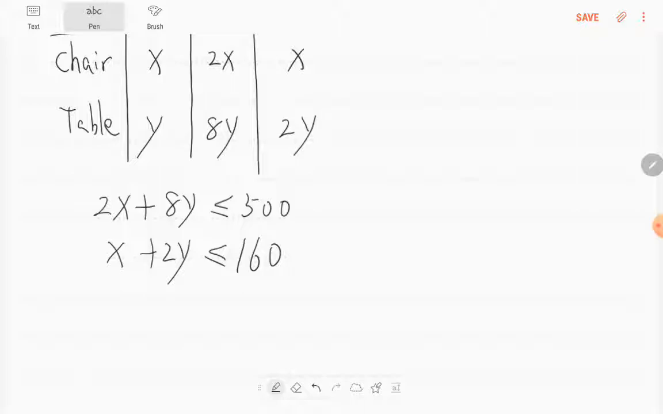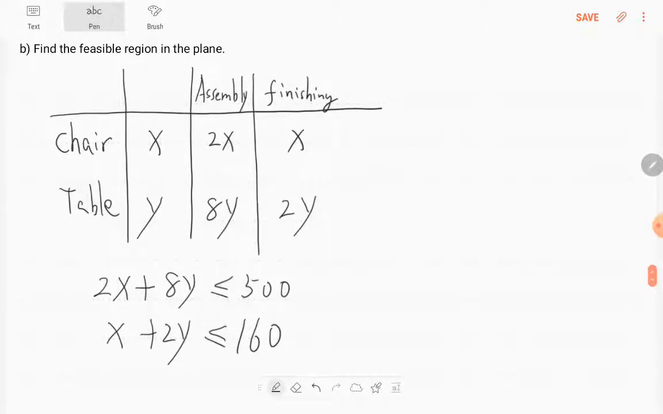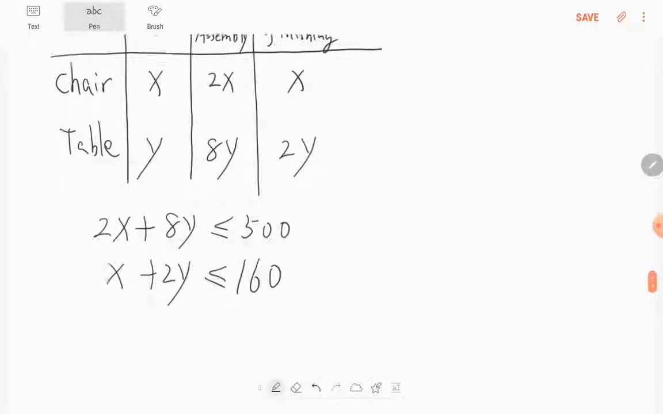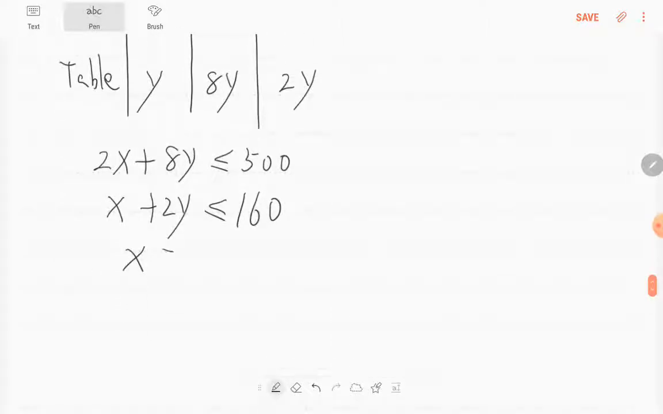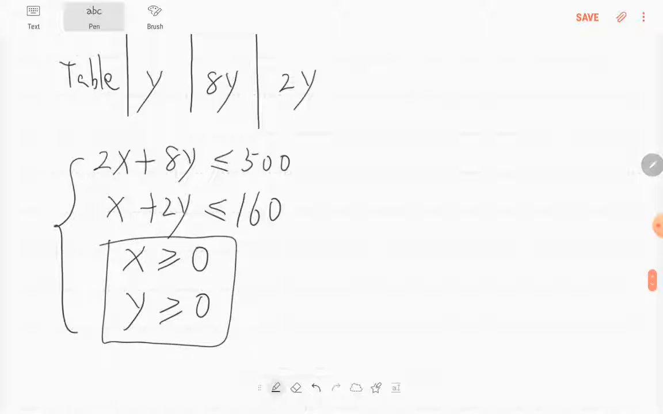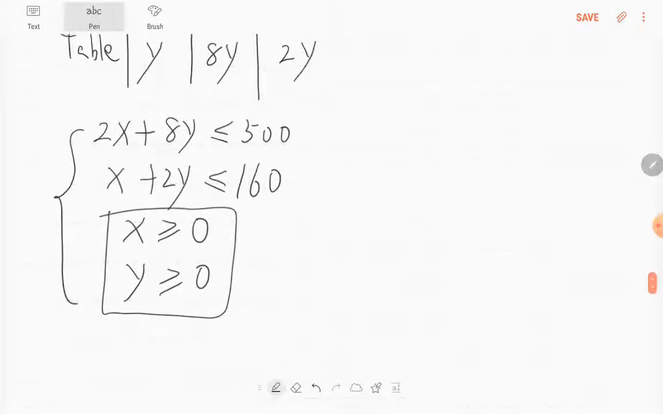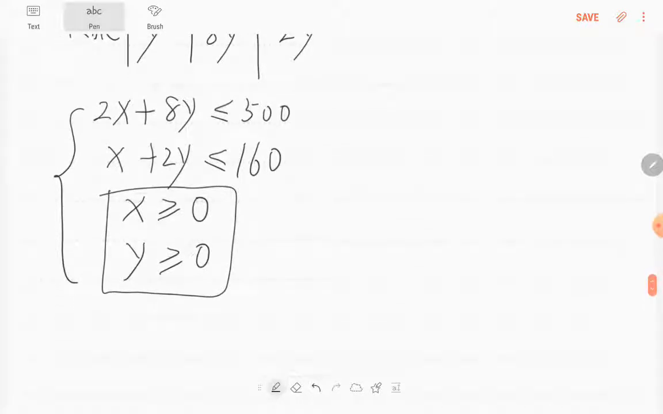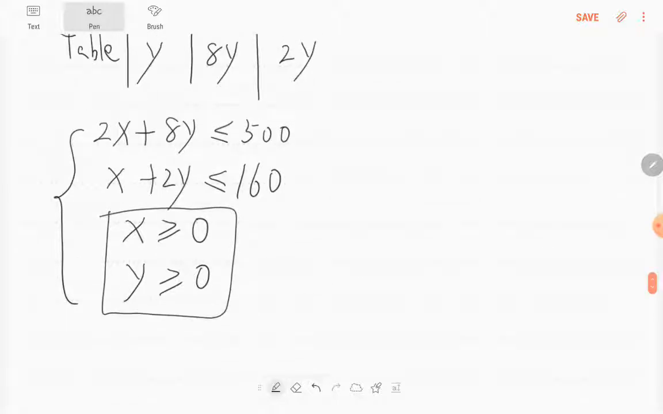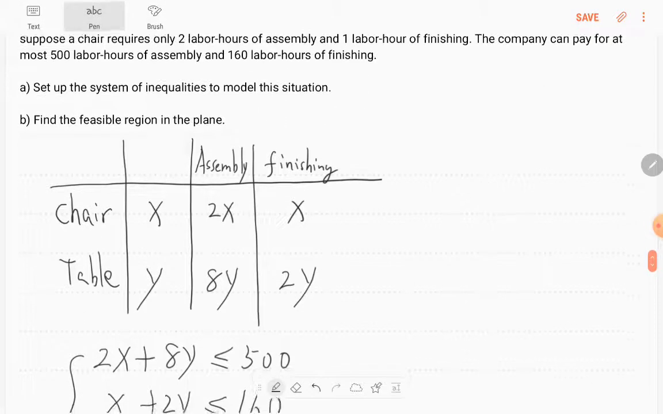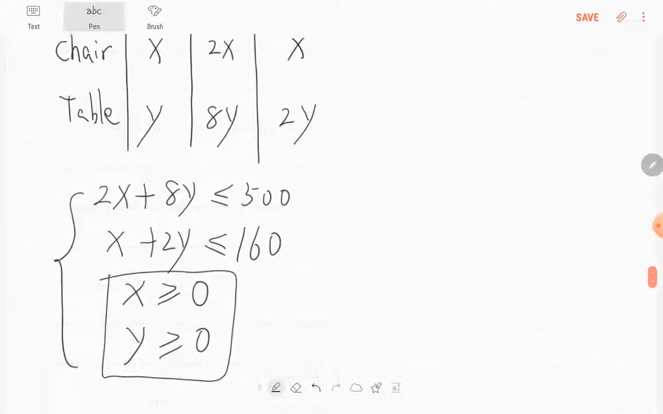And remember that when we talk about the quantity for the chairs and tables, we set x, so x must be greater than or equal to 0, right? It could not be a negative number. And y is also greater than or equal to 0, right? So you put together, for any real problem, don't forget these two conditions. Okay? So now this is the system of linear inequalities, right? We have 4 inequalities. So this is the first problem. Set up a system of inequalities to model the situation. So this is the model.